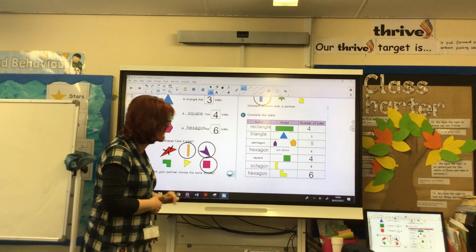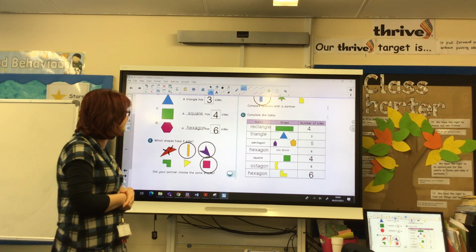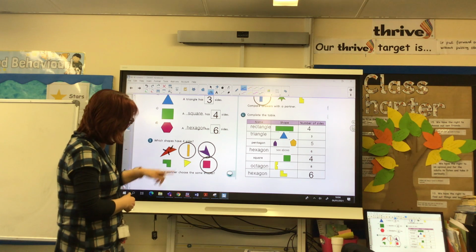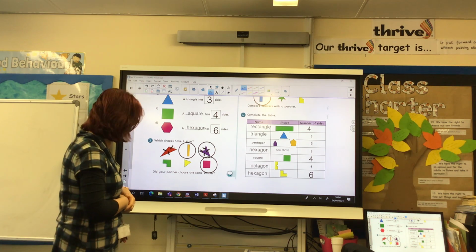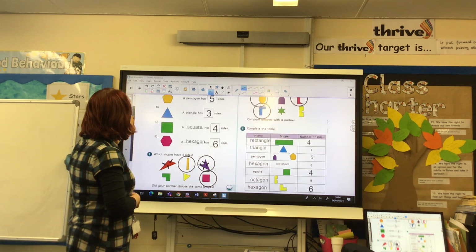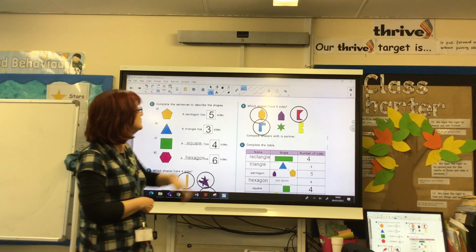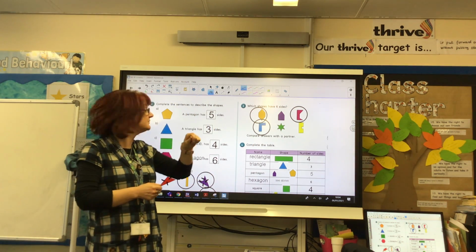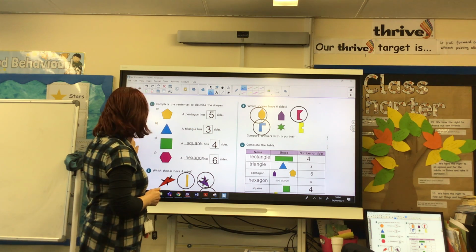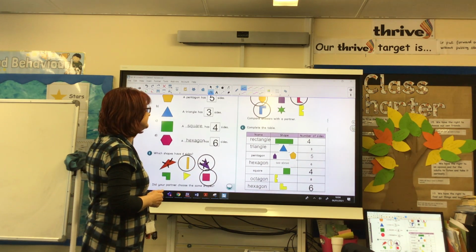And I did the same with these here. We were asked to circle the 4-sided shapes. This one's an interesting one. 1, 2, 3, 4. Yes, it's got 4 sides, so I could circle that one as well. And then at the top you were asked which shapes have 6 sides. So again, using your pencil, count the sides round and circle the ones that have 6 sides.